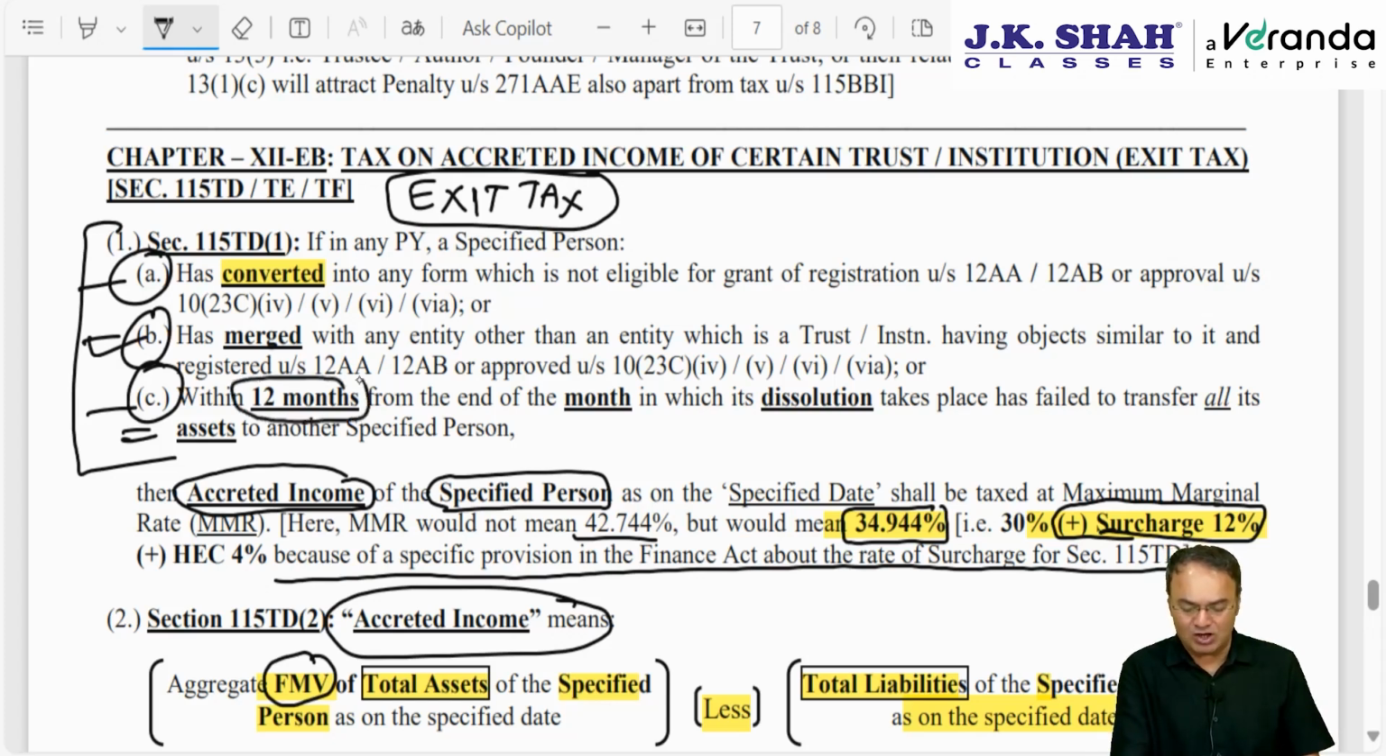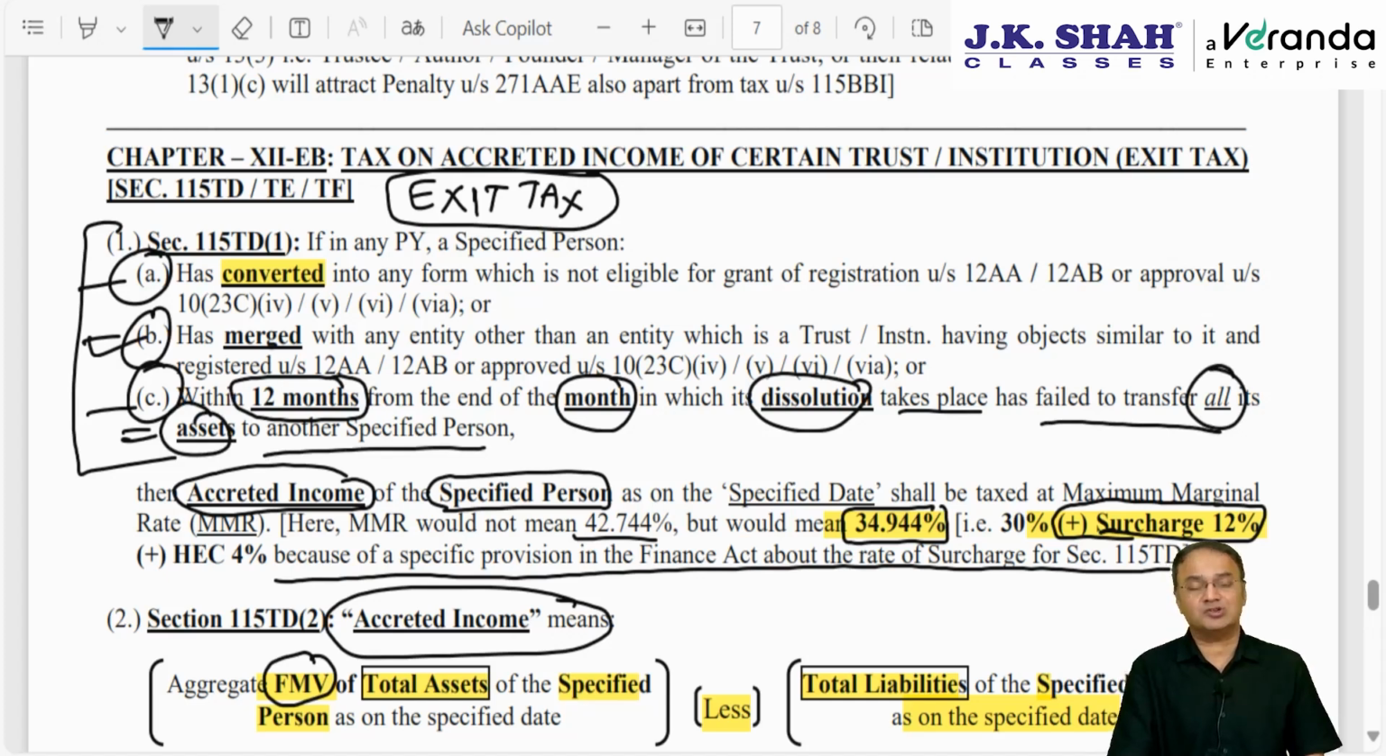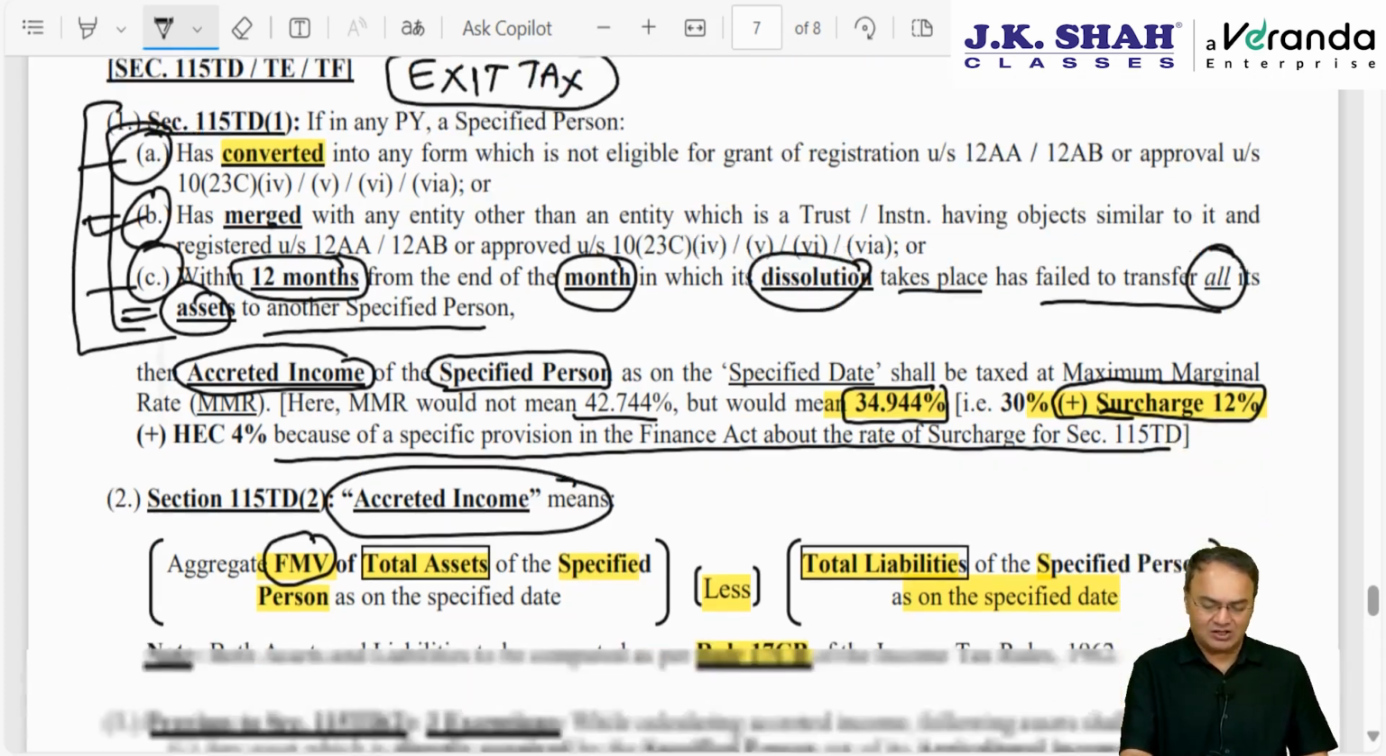Within what time limit? Within 12 months from the end of the month in which dissolution takes place. If the trust fails to transfer all its assets to another specified person, meaning a trust registered under 12AA, 12AB or an educational institution or medical institution registered or approved under 10(23C), we call it a specified person. One trust will have to hand it over to another trust within the time limit, 12 months from the end of the month in which dissolution takes place. Okay, then in these 3 situations, accreted income will be taxed at a 30% flat rate.